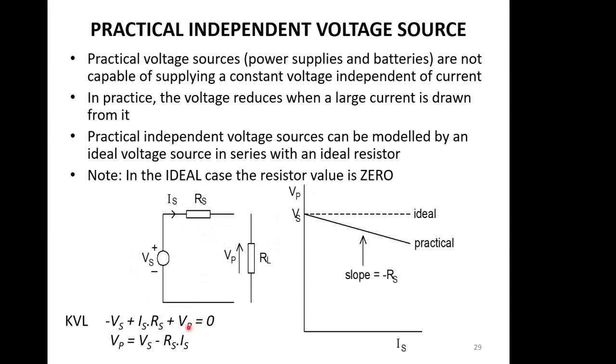You can do a KVL around the loop and see what's going on. You've got minus VS, IS, RS, and then whatever the voltage VP is across here. And so you can work out what VP, the output voltage, is. It's going to be VS, the voltage of your source, which remember is ideal, never changes, minus RS times IS. And that's how you end up with a slope. Now if you go to a short circuit condition, you find the voltage will be 0, which is eminently sensible. And the slope is actually the value of the resistance of the source.